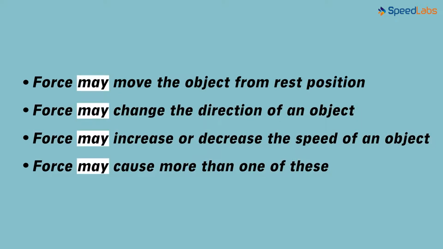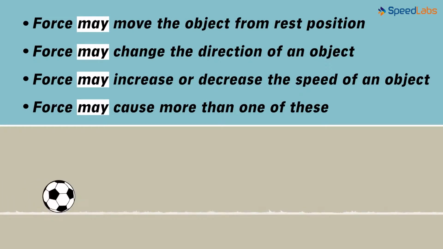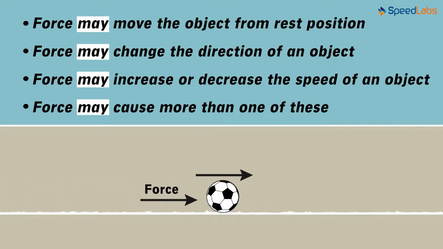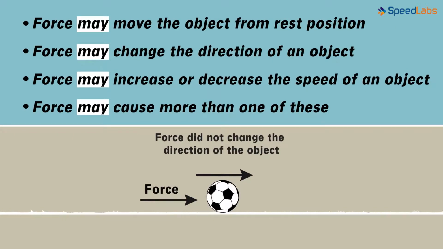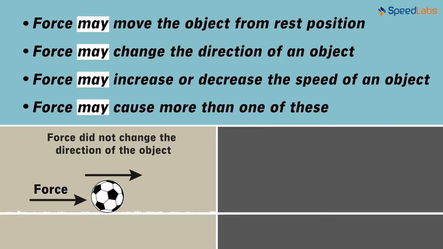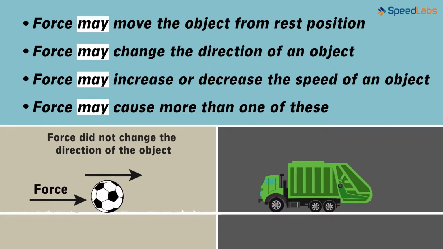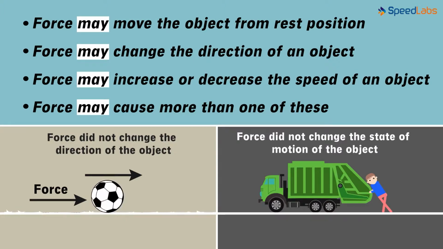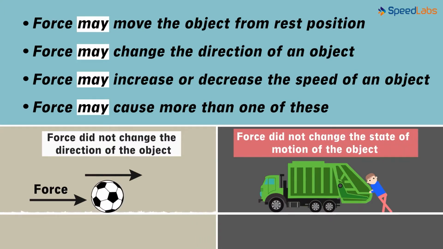Because force does not always result in change of motion or direction of the object. In the first case, we applied the force on the moving ball in the same direction as that of its motion. So the force does not change the direction of our object. Similarly, if you try to move a heavy object like a loaded vehicle, then the force that you applied will be unable to move the vehicle in any direction. So the force will not always change the direction and state of motion of an object. This is the reason why we have used the word may in our sentences.